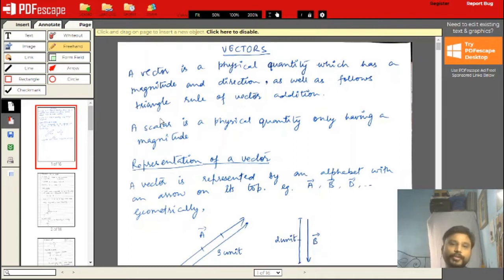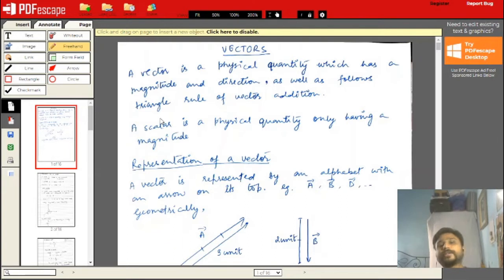Now scalars are those physical quantities which only require a magnitude to describe them. For example, a man is walking down stairs, so he must have traveled some 50 meters or 100 meters. And to describe how much distance we have traveled, we do not have to associate any direction with it. So only magnitude is important in that case. So it's a scalar quantity. Other examples of scalar quantity are speed, temperature, density, relative density, and all other quantities.